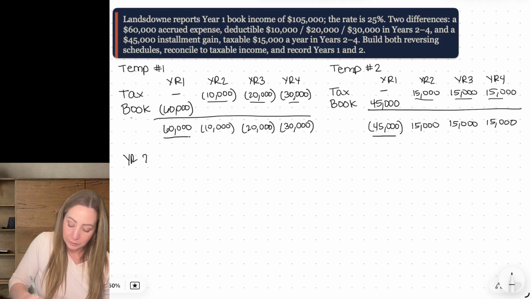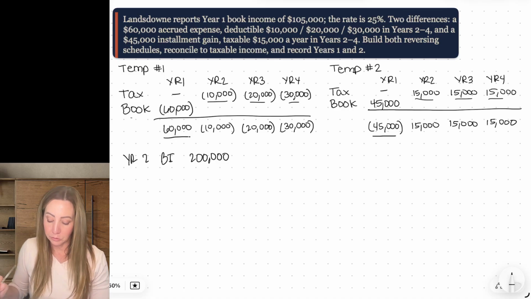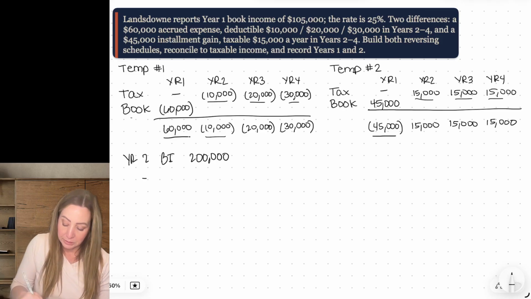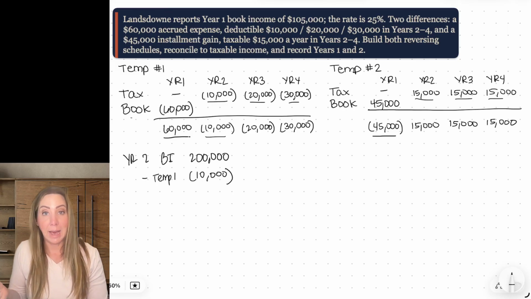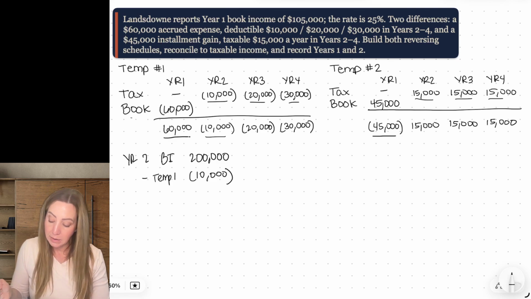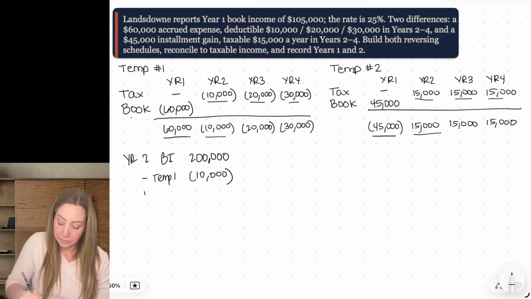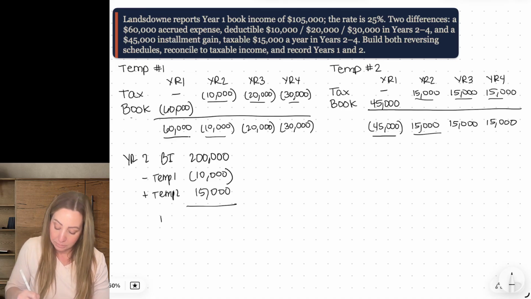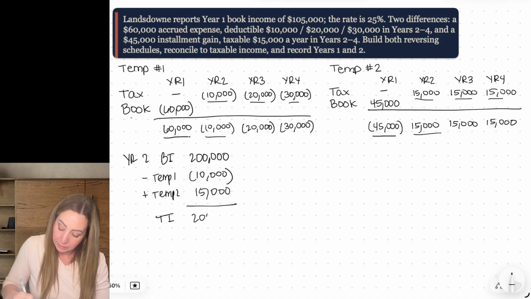I want you to assume in year 2 that book income is $200,000. So this is a new assumption not included in the original problem. And our reversing schedule is going to help us build the reconciliation for year 2 by showing us that we need to subtract $10,000 for temporary difference number 1. That means that we have a cash paid or a deduction on our tax return that we did not subtract when we prepared our income statement. And for temporary difference number 2, I need to add $15,000. When I add these together, I'm going to end up with my taxable income of $205,000.